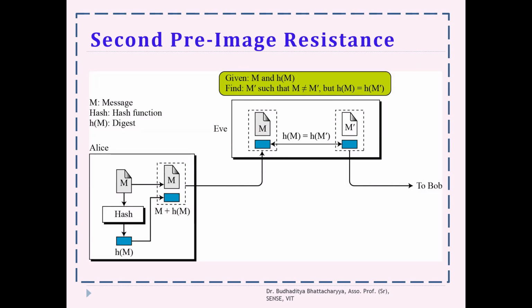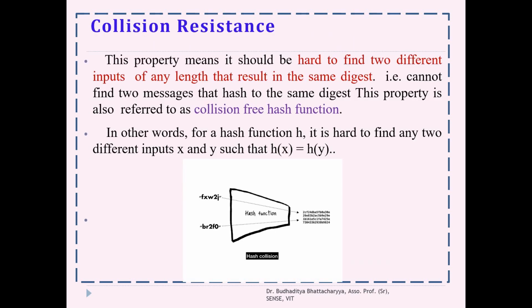This is basically the diagram once again, which I can skip for the time being, because this is the third one that we come across, and that is called collision resistance. If you observe here, the property means that it should be hard to find two different inputs of any length that result in the same digest. Me and my brother, we should not have the same fingerprint match. It can't be. Right? So that's the basic property. You can see in the diagram itself, there are two different inputs given, but the digest is the same. Two different inputs cannot have the same digest.